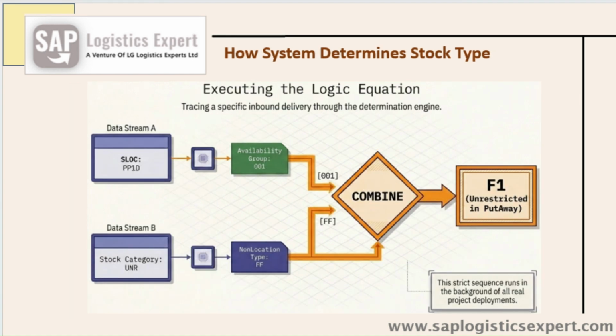Example from our configuration. System has read storage location as PP1D from the S4 delivery, availability group as 001 from storage type, stock category as UNR from the S4 delivery, and non-location type as FF from the EWM. So system will determine final EWM stock type as F1, unrestricted in put-away. This is the exact logic used in real projects.